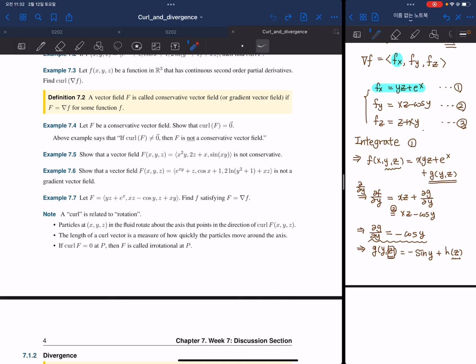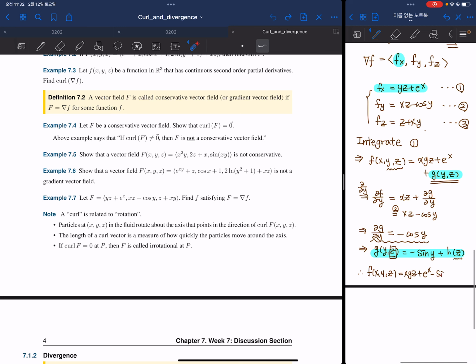So it means that we need to plug in g of y, z, this one, into our f of x comma y, z, so that we have f of x, y, z is equal to xyz plus e to the x plus sine y plus h of z. Okay, I just replaced g as g of y comma z.